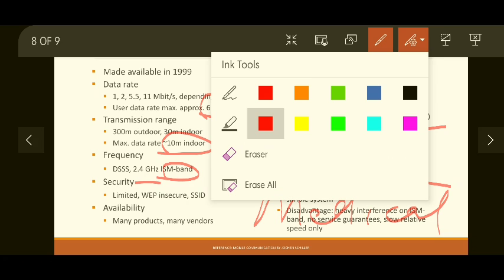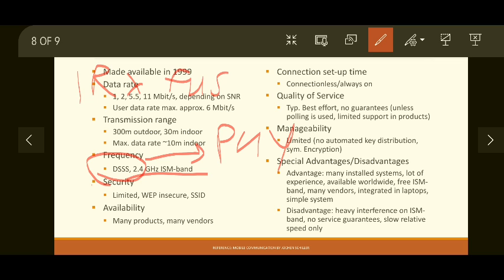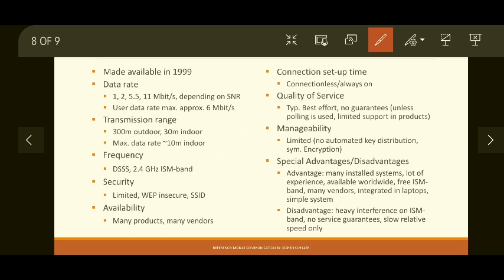Okay, so the ISM band is used for this particular thing, and the physical layer is based on DSSS. DSSS is the physical layer. So no IR, no FHSS, it is based on DSSS. Okay, physical layer is based on DSSS.